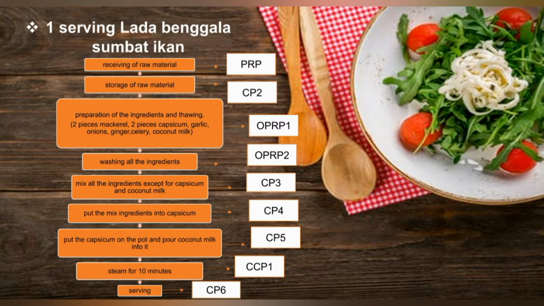thawing or PRP1, washing all the ingredients or PRP2, mix all the ingredients except for capsicum and coconut milk CP3, put the mixed ingredients into capsicum CP4, put the capsicum on the pot and pour coconut milk into it CP5, steam for 10 minutes CP1 and serving CP6.